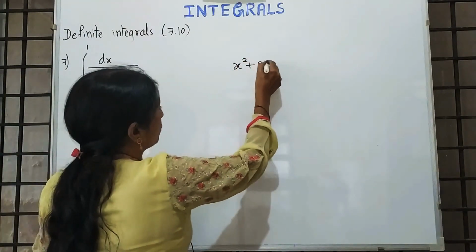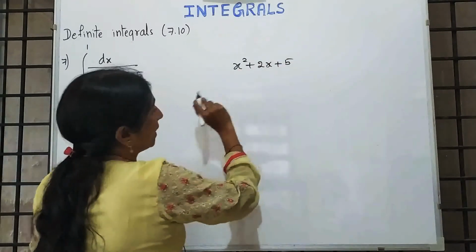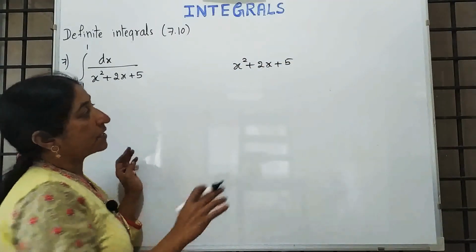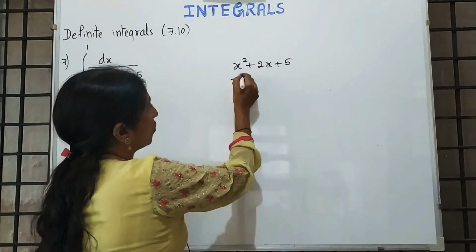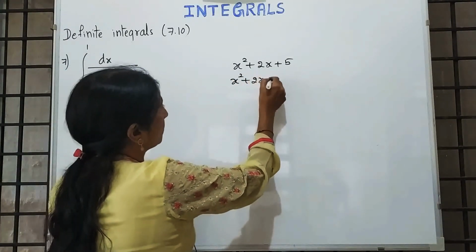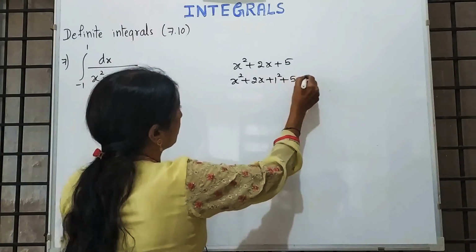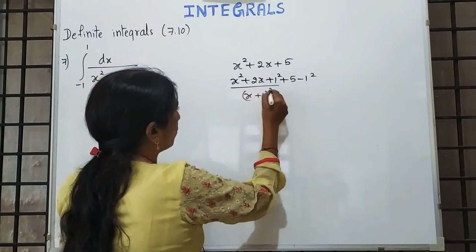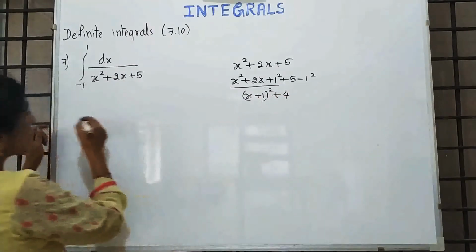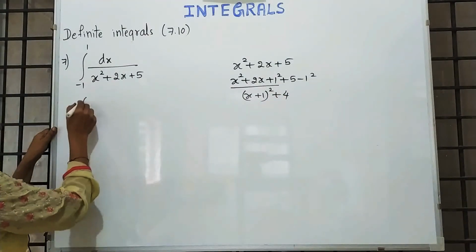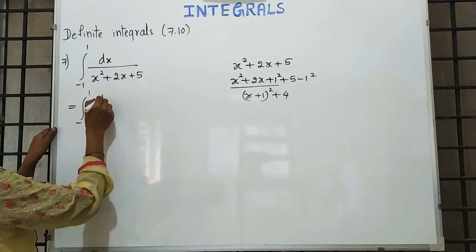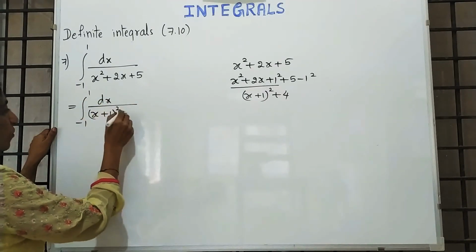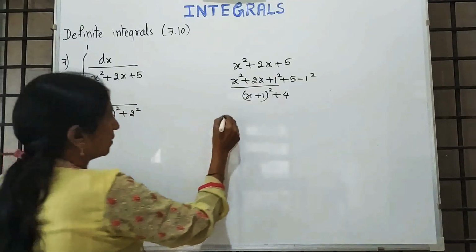x square plus 2x plus 5. The x square coefficient is plus 1, so the first step is clear. Next, the x coefficient is 2. Half of that is 1. The first 3 terms become x plus 1 whole square. This is 4, and I have not done the substitution yet. It is minus 1 to 1 dx upon (x plus 1) whole square plus 2 square.